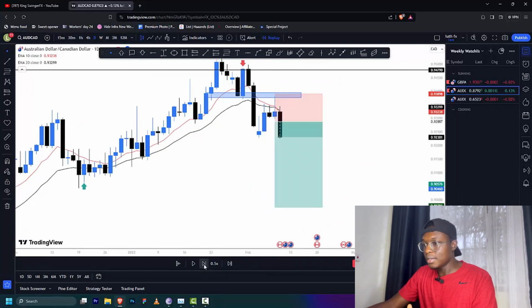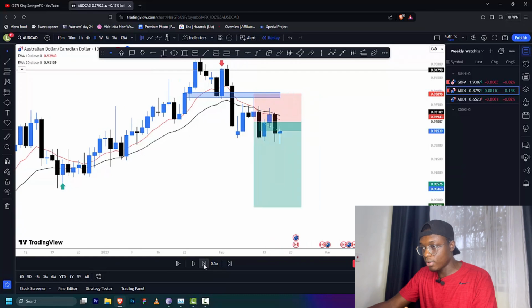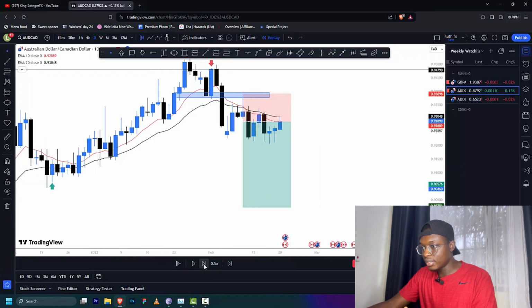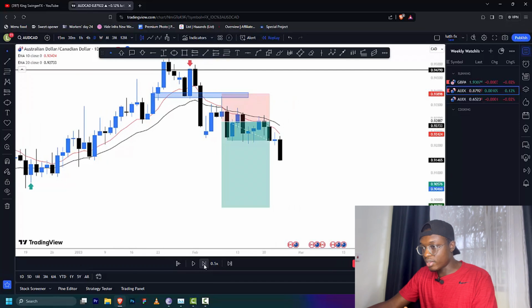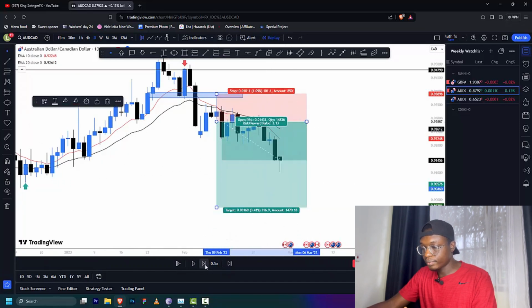Beautiful. The market triggers into the trade, and now we are in the trade. Let's see how the trade eventually ends up. Pulls back into drawdown, roaming around our entry. Now you have a break to the downside. Beautiful. Market moving nicely into profits.